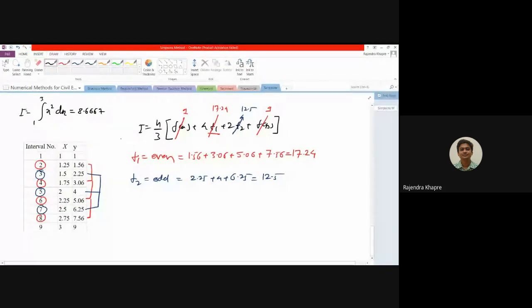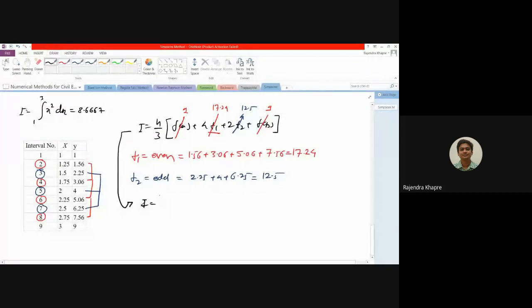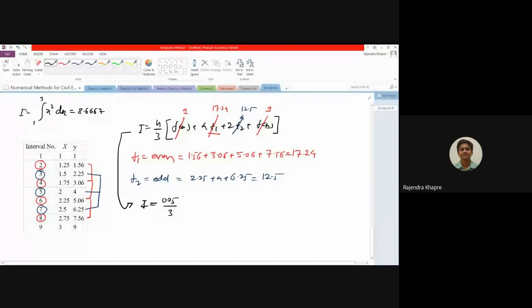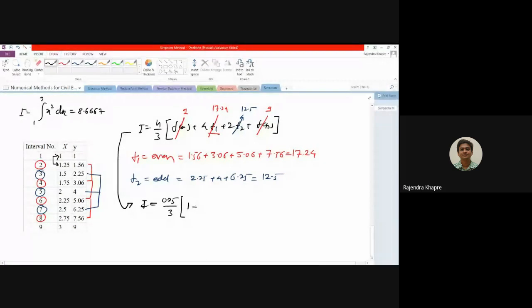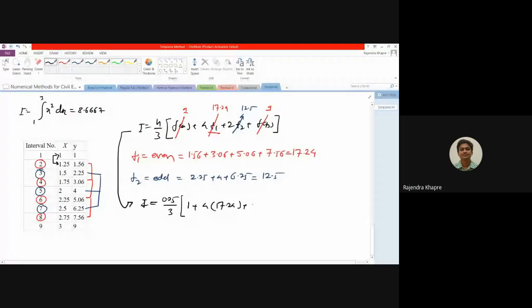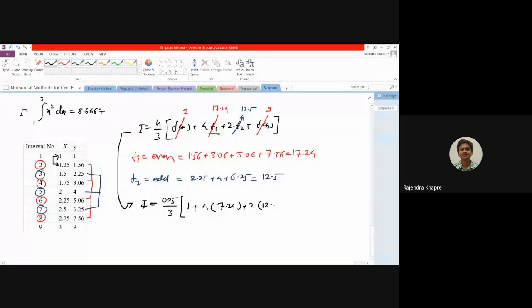So finally your I will be something like this. And what will be the value of h? 0.25. Okay, because this is the distance between the two consecutive values of x. So all we have to do is just substitute the values. So this is 1 plus 4 into 17.24 plus 2 into 12.5 plus 9.